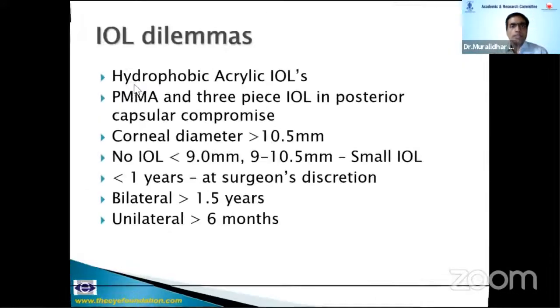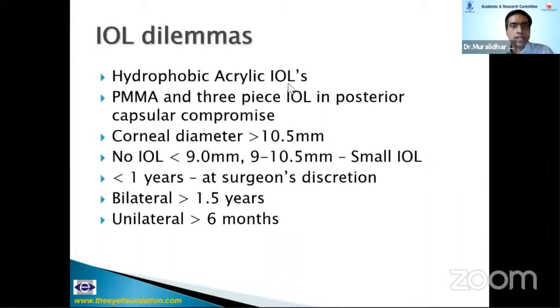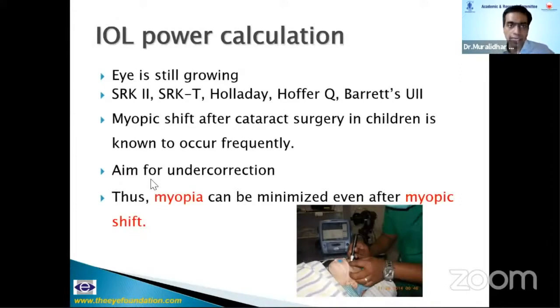Hydrophobic acrylic IOLs are the IOLs of choice. And the adult size IOLs can be used if the white-to-white diameter is more than 10.5 millimeter. I would not put in an IOL if the white-to-white corneal diameter is less than 9 millimeter. For bilateral cataracts, the age of IOL implantation is above 1 to 1.5 years. It was 1.5 years. Now, progressively, we are also implanting in 1-year-olds. And for unilateral cataracts, more than 6 months. This is my guideline. So remember that the eye is still growing.